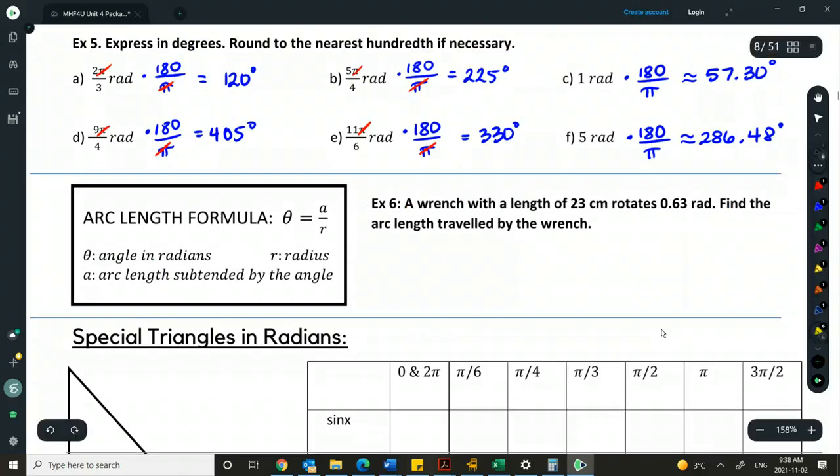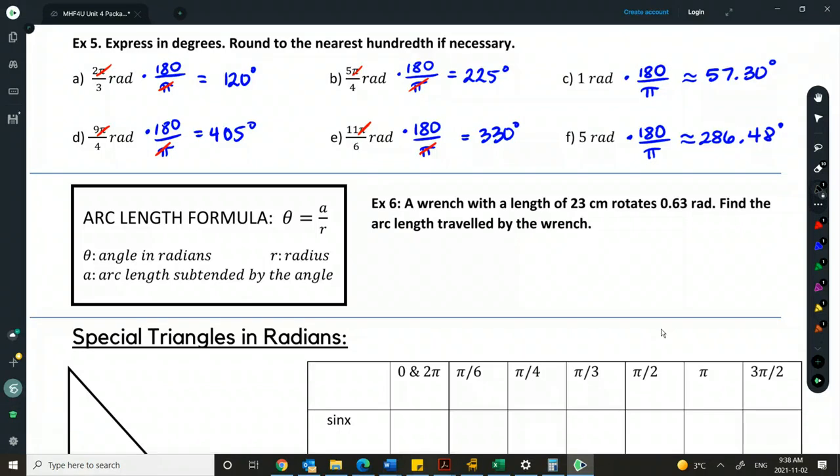Thanks. Okay, so the last two things for today, I'm going to introduce a new formula to you, which works for any kind of rotation type questions. It's the arc length formula. It says that theta, the angle in radians, is equal to the arc length subtended by the angle, so essentially the arc length that's created by rotating a certain theta degrees or theta radians, divided by r, the radius of the circle.